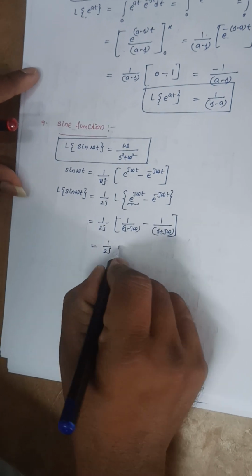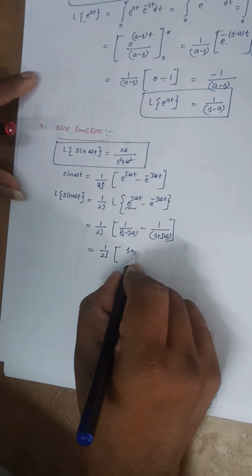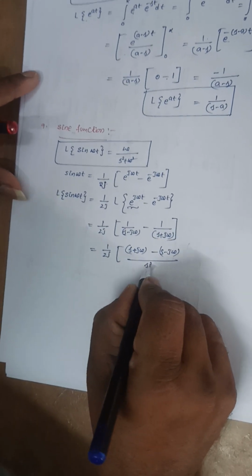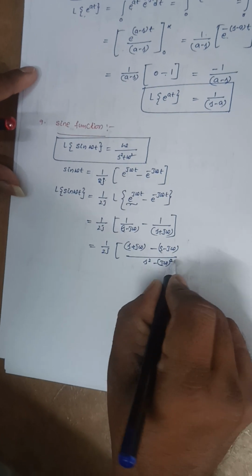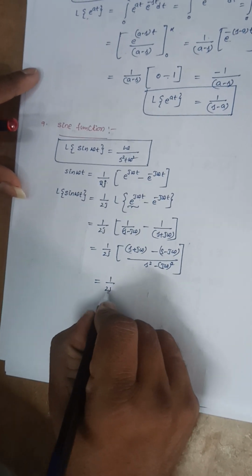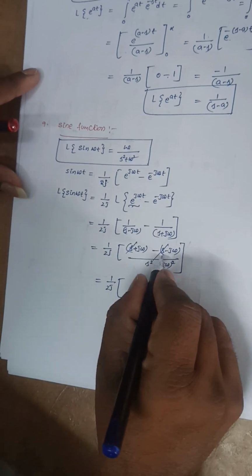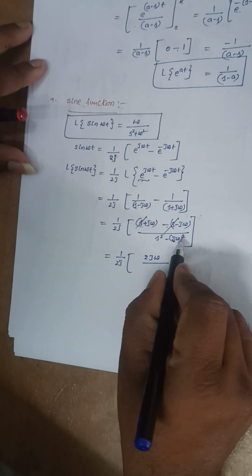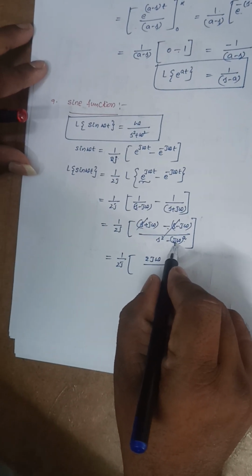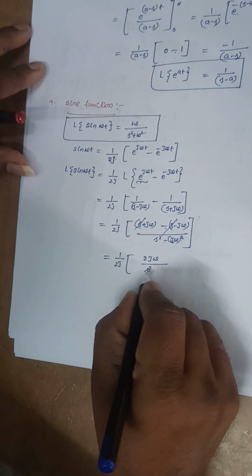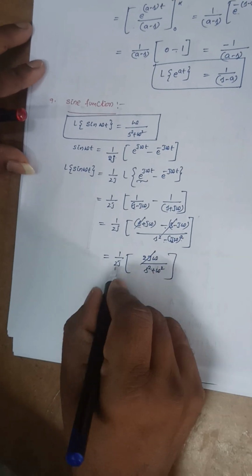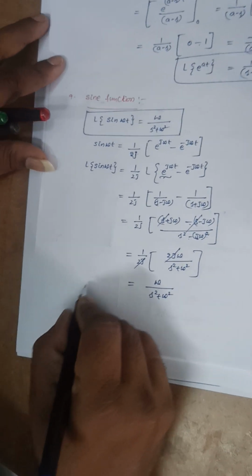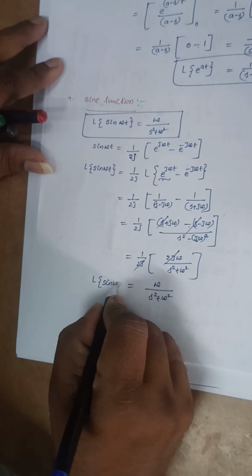So it is 1 by 2j times s plus j omega minus s minus j omega, divided by s square minus j omega whole square. This s and this s get cancelled, minus into minus is plus. So it is 2j omega divided by s square minus j square omega square. j square is minus 1, so minus into minus is plus, giving s square plus omega square. The 2j and 2j get cancelled. So finally we got omega divided by s square plus omega square. This is the Laplace transform for sin omega t.